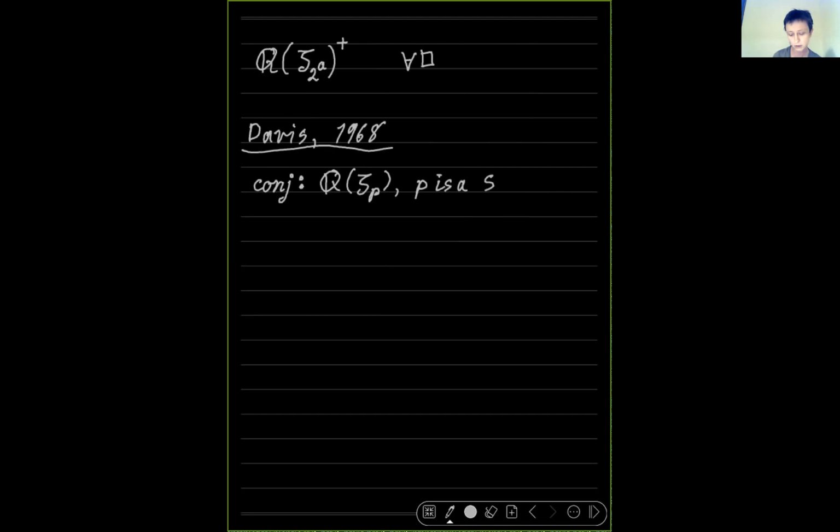a specific kind of prime, Sophie Germain prime, he conjectured that here we do not have this unit. That conjecture is still open.